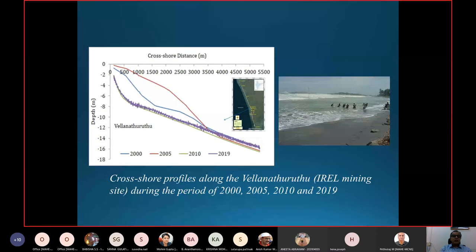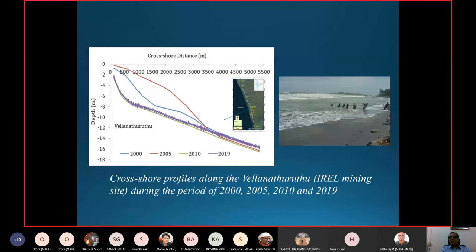Up to 1.5 kilometers, the sediments have been accreted. That means sediment moved towards the beach because of the tsunami effect in 2004. That much sediment moved from the offshore to the nearshore area. So the red profile shows huge deposition up to 1.5 kilometers. But in 2010 and 2019, you can see the lower profile, because mining started once again, and whatever sediment was coming onto the beach, they started mining, and the nearshore profile has steepened.